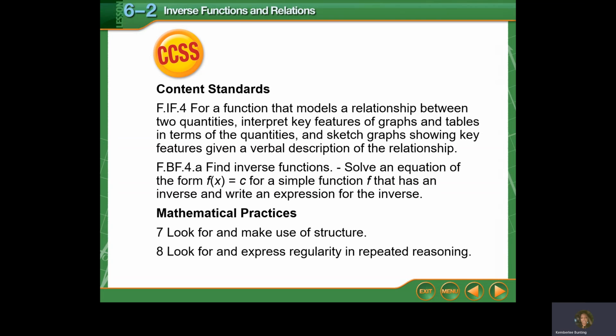The lesson is derived from the following standards. F.IF.4: for a function that models a relationship between two quantities, interpret key features of graphs and tables in terms of the quantities, and sketch graphs showing key features given a verbal description of the relationship. Also F.BF.4a, find inverse functions. Solve an equation of the form f of x equals c for a simple function f that has an inverse, and write an expression for the inverse.